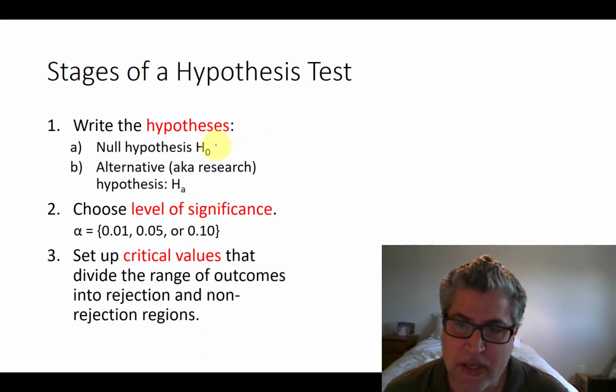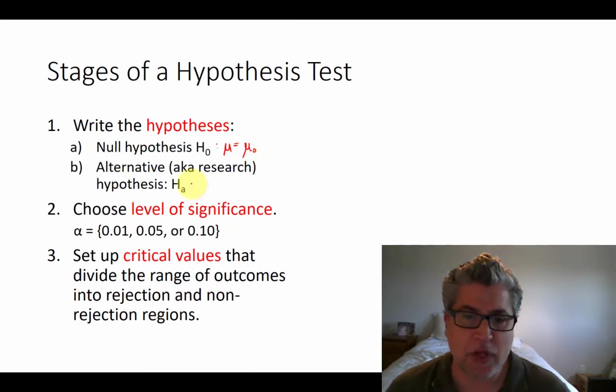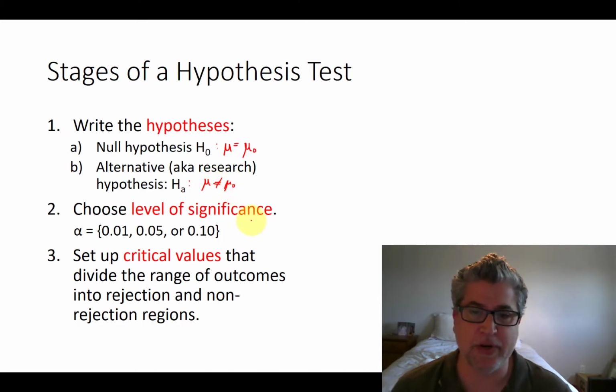So usually, again, the null is that the population average is equal to some particular value. Let's call that mu naught. And the alternative, the logical complement of that, is the opposite, in which case we would say that the true population mean is not equal to that particular number.